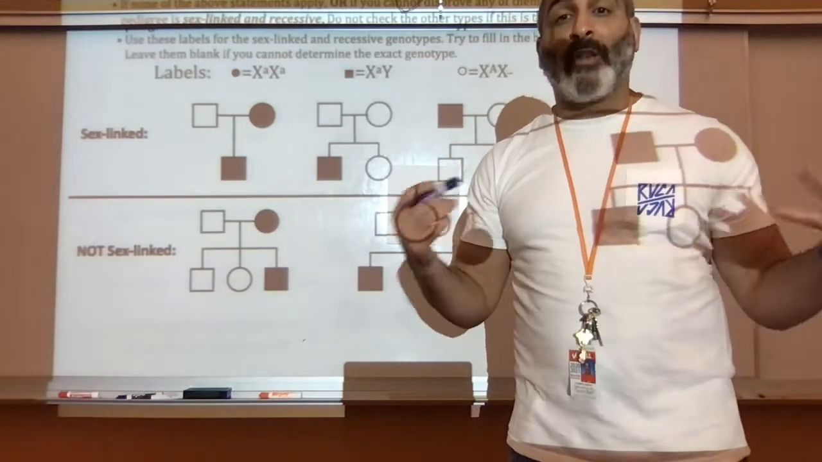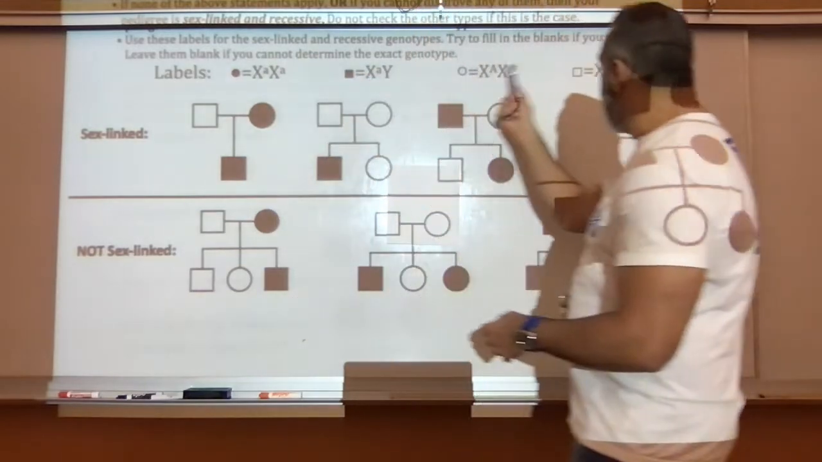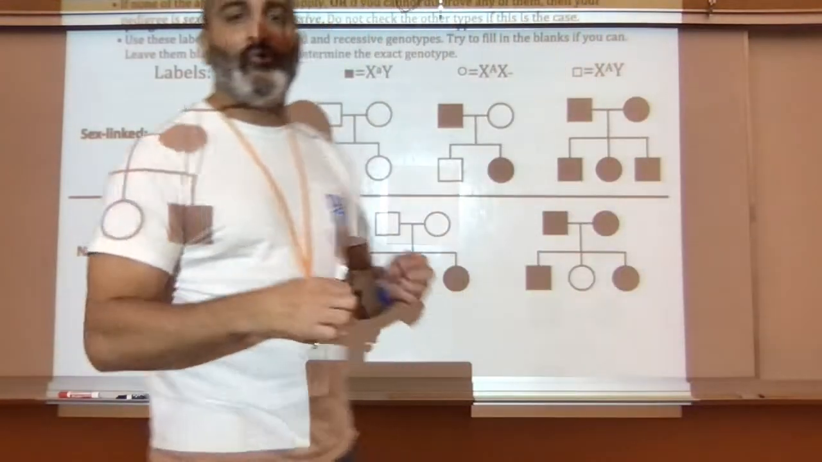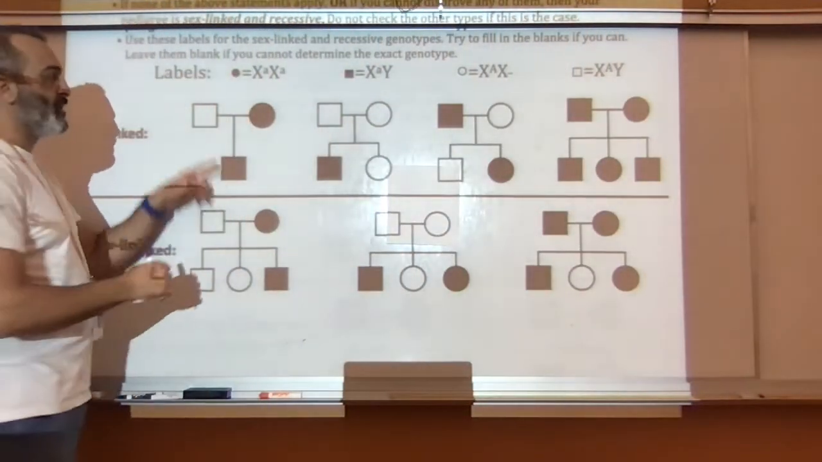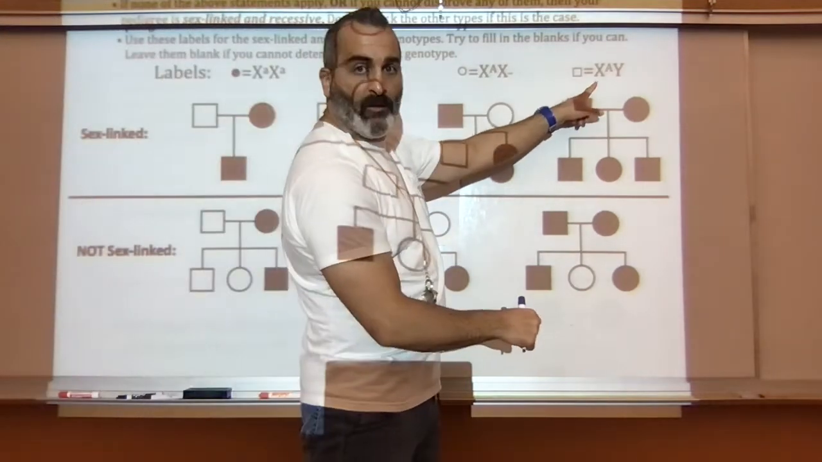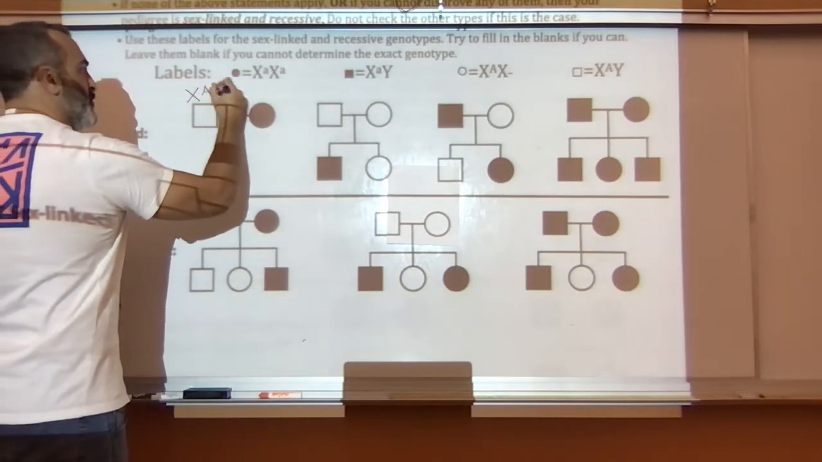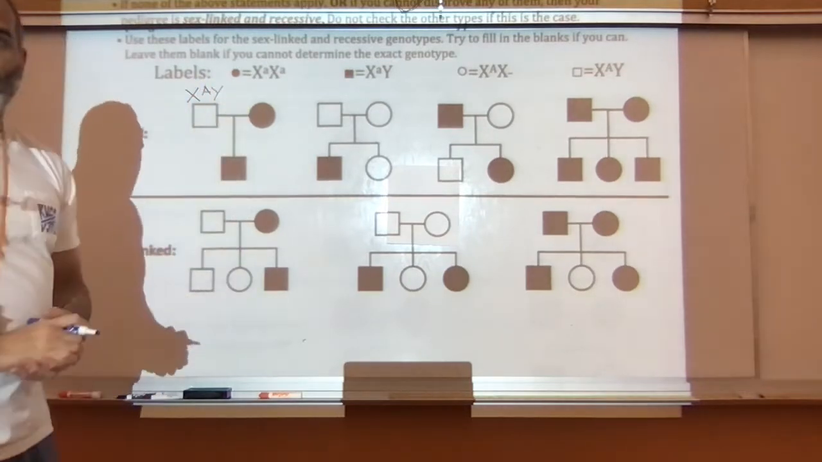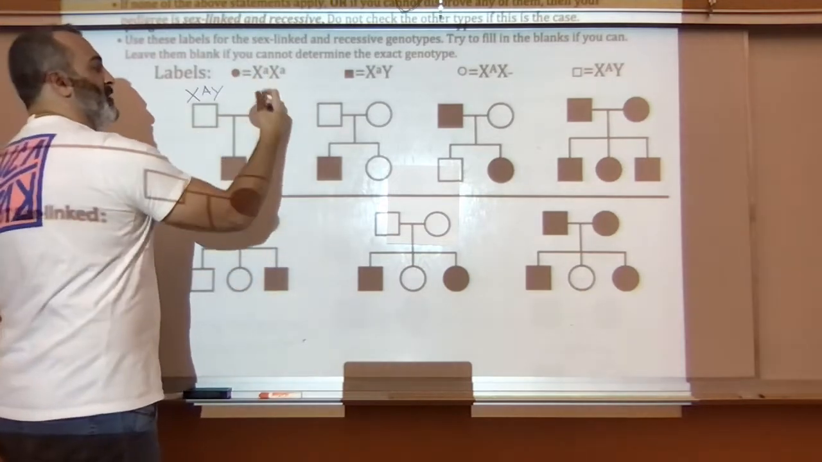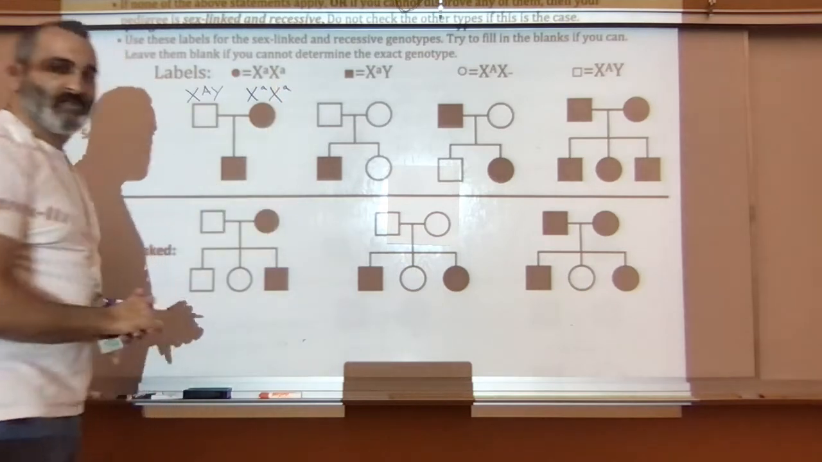So how do you label the genotypes? Well, I give you labels here, and you take those labels and you copy them over to your pedigree. So let's start over here. A male that is not shaded in is right there. So this is what a male who is not shaded in should look like, okay? A female that is shaded in looks like that. That's what she looks like.